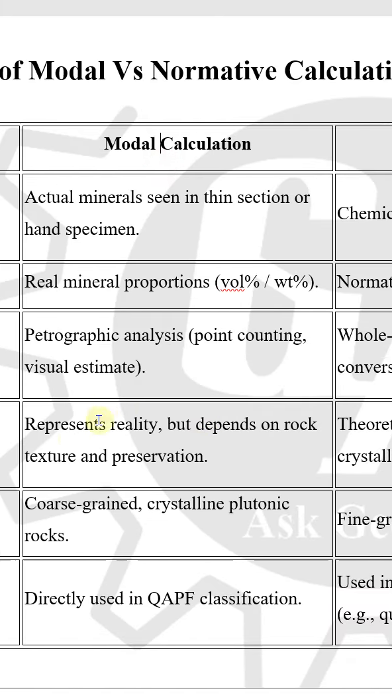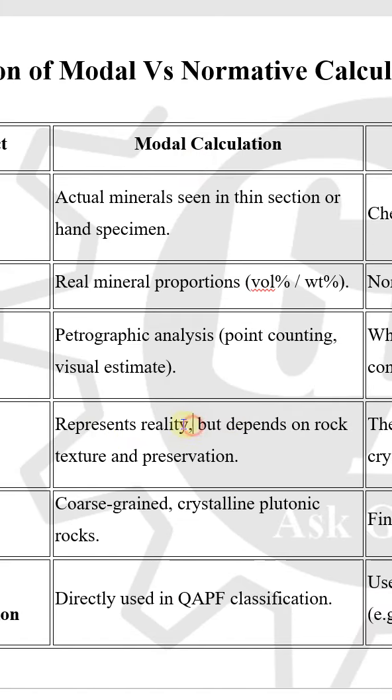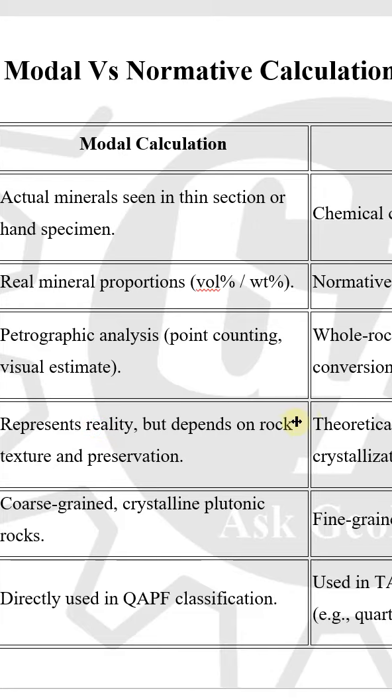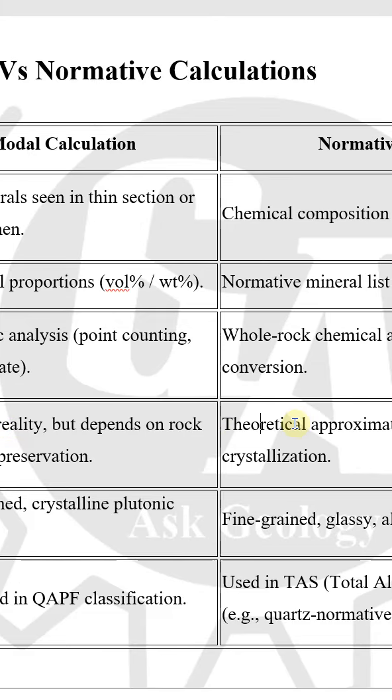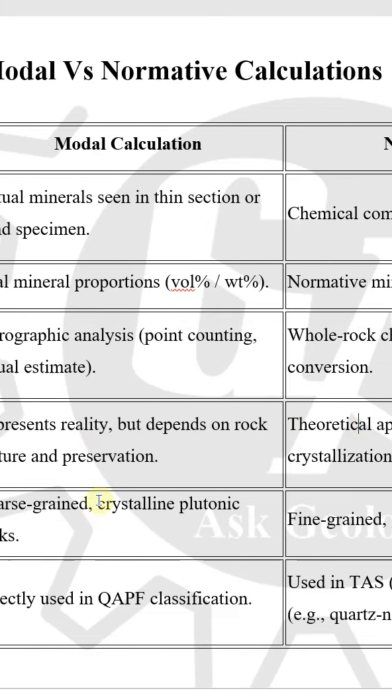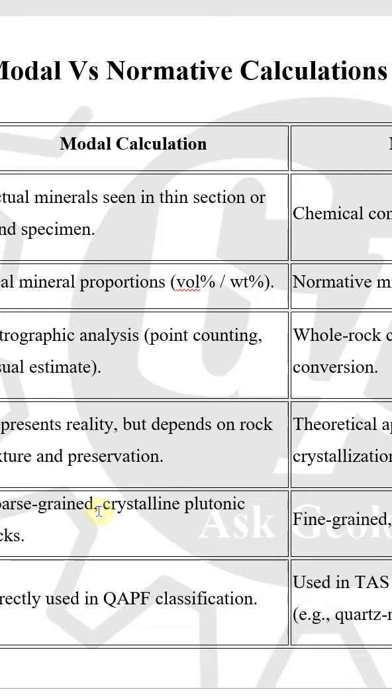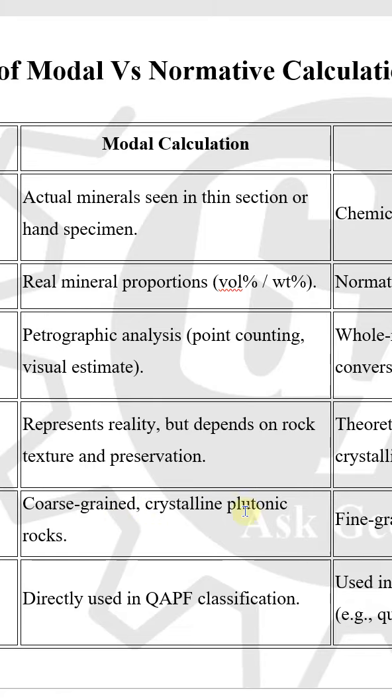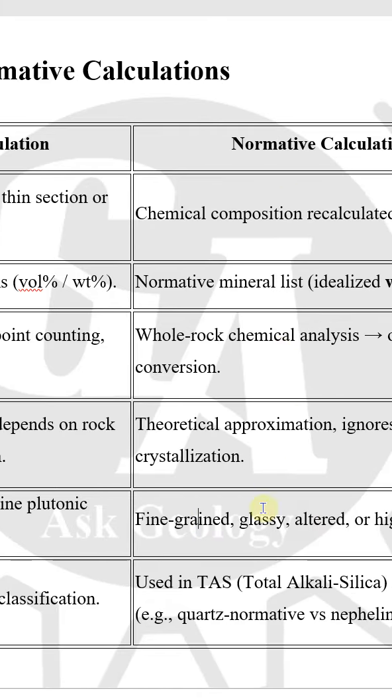Okay, modal calculation represents actual reality, whatever is present that we represent, but normative classification gives theoretical approximation. Modal calculation is best for coarse grained plutonic rocks, but normative calculation is best for fine grained, glassy, altered or highly evolved igneous types of rocks.